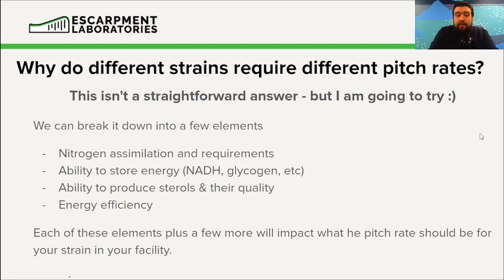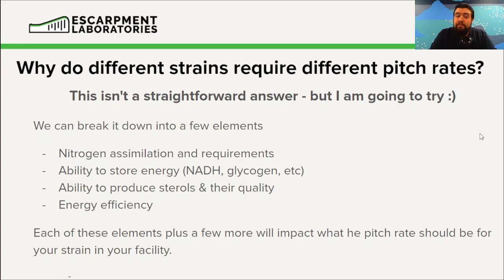Now, on the next bit, we do see large pitch rate variations between strains. Lagers typically have a higher pitch rate than, say, Belgian ales or saisons. Saisons and Kveiks can go ridiculously low. So why is this? This isn't a straightforward answer, but we're going to try and weave through this and make it as simple as we possibly can. We can break it down into a few elements.